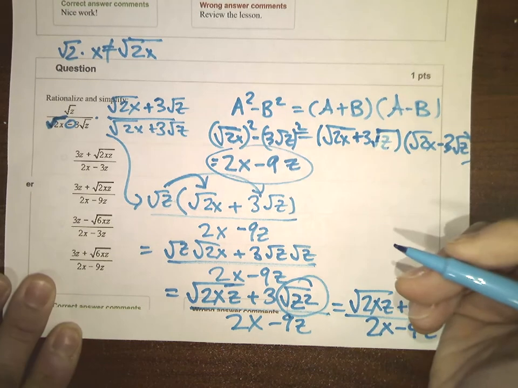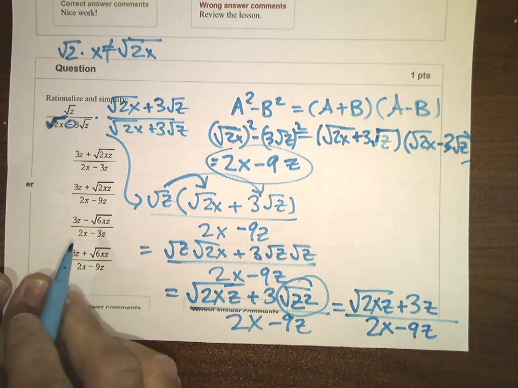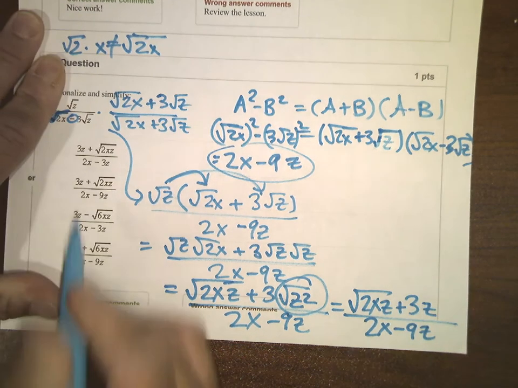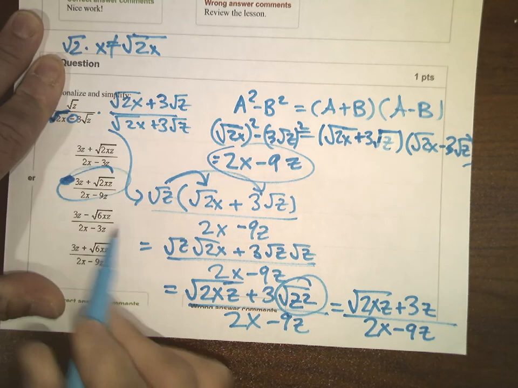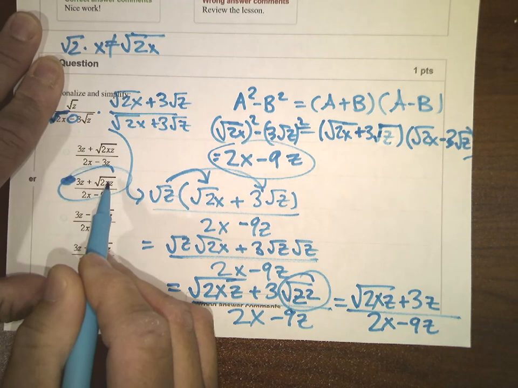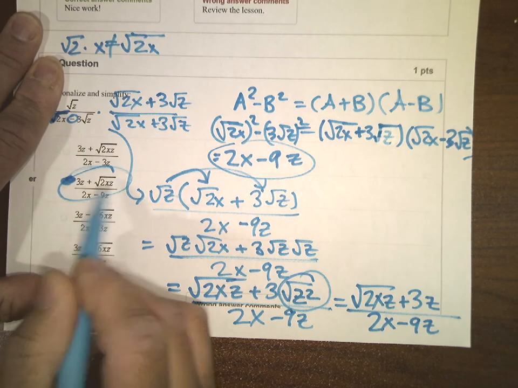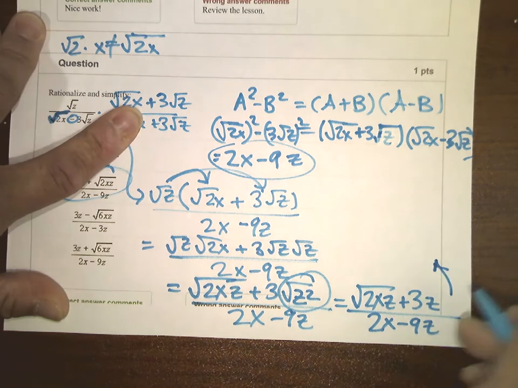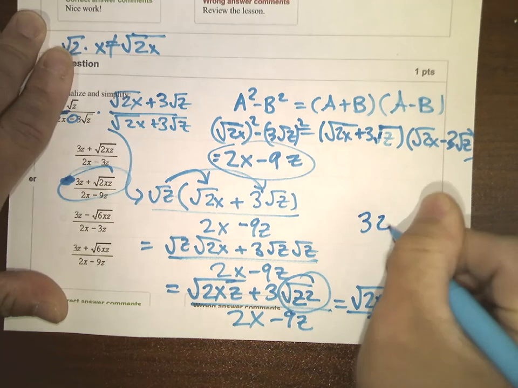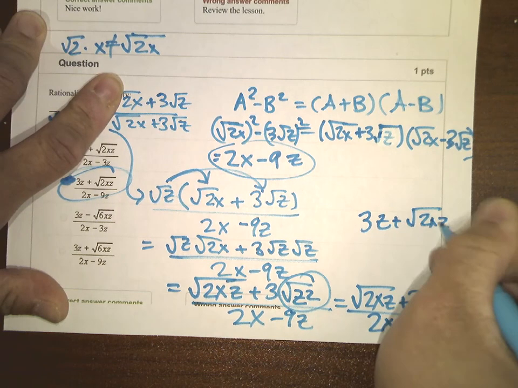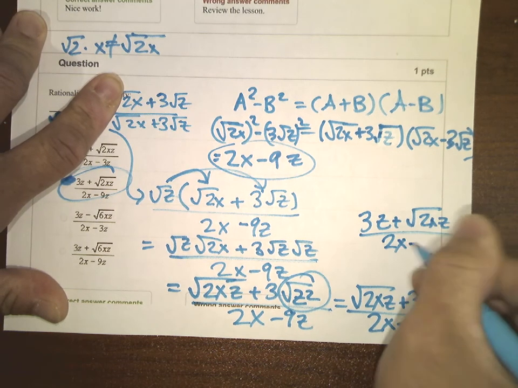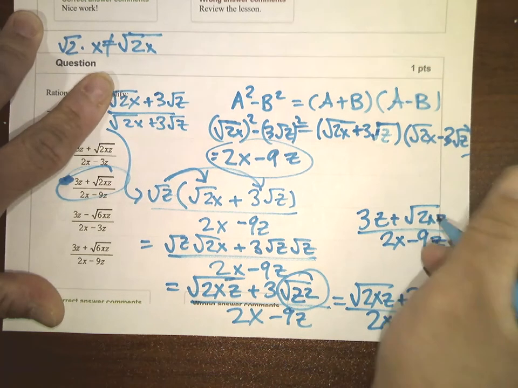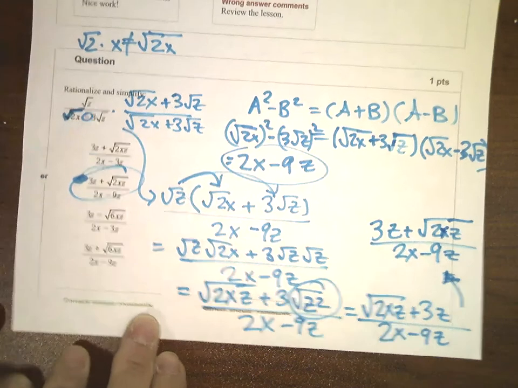So there is our final answer, although you can see that the answer that we have over here has the square root of 2xz and 3z added in a different order, but of course that is fine. So we have 3z plus the square root of 2xz all over 2x minus 9z. All right, there you go. So there is our final answer.